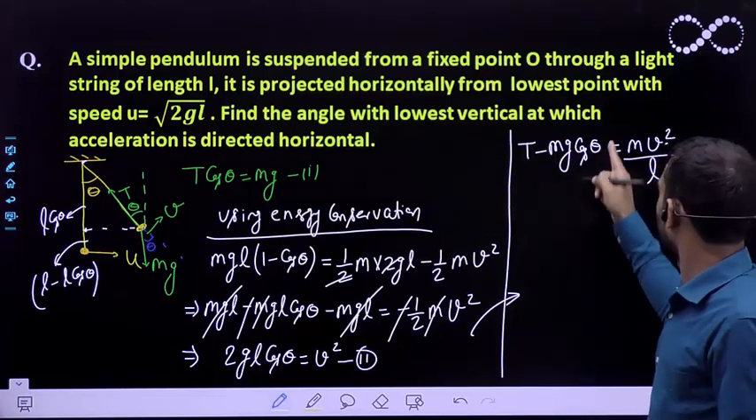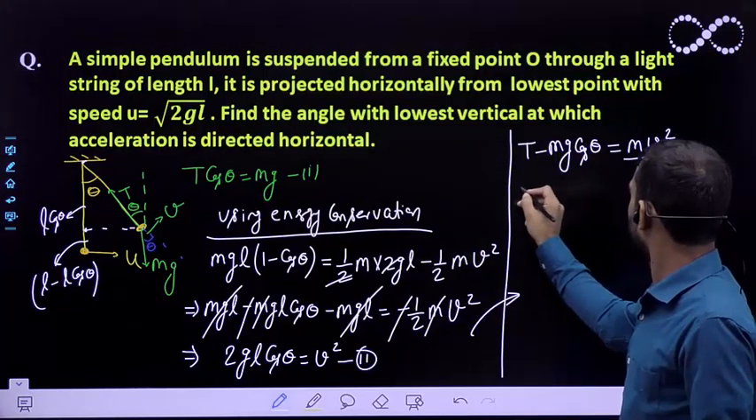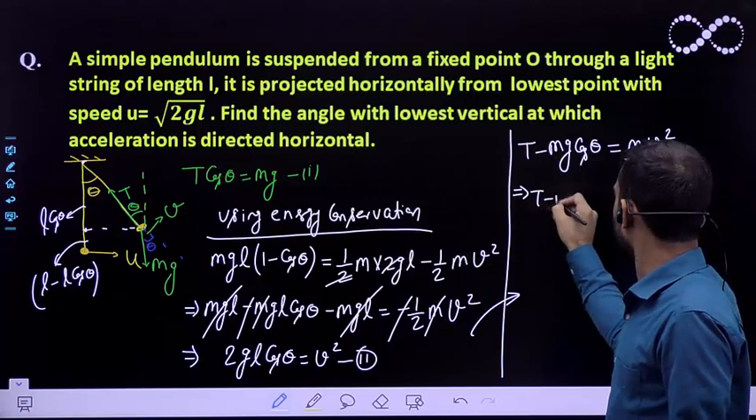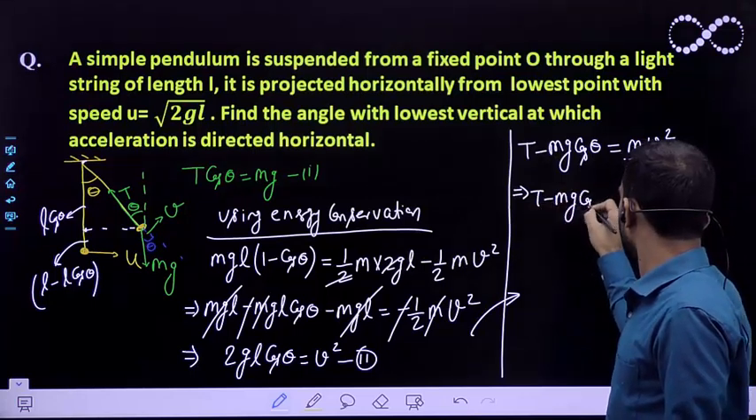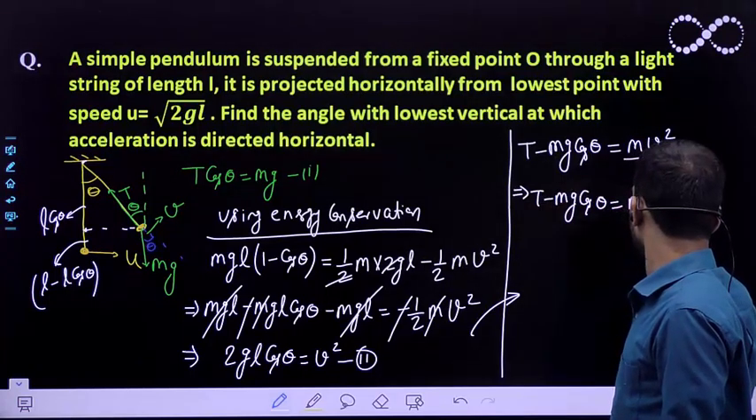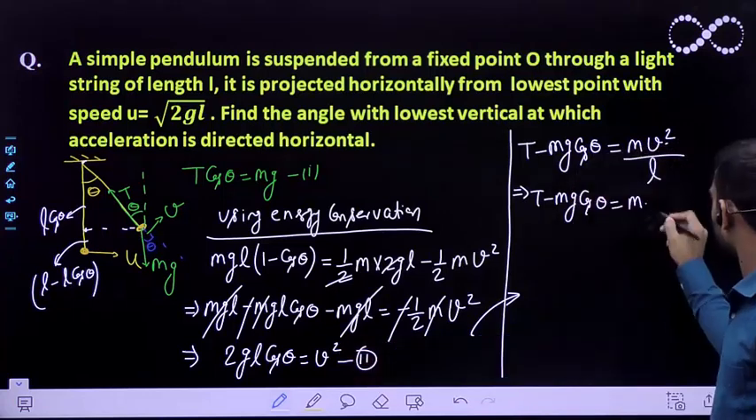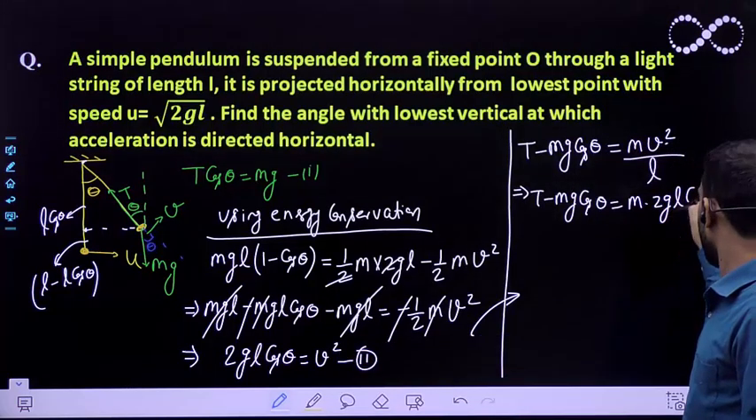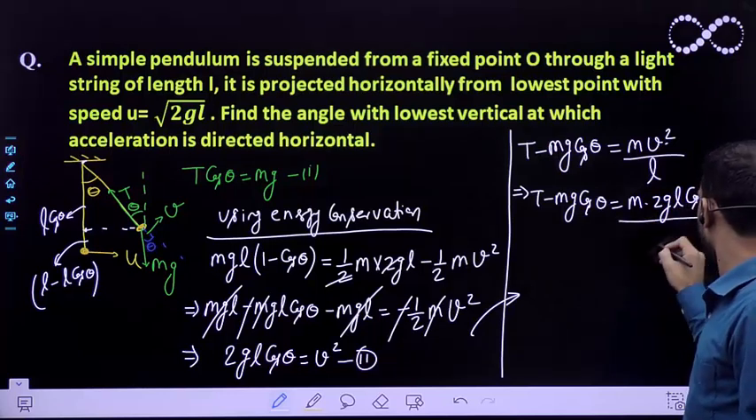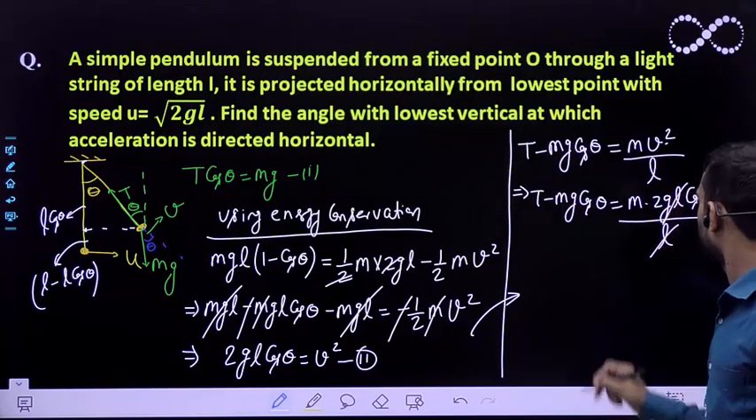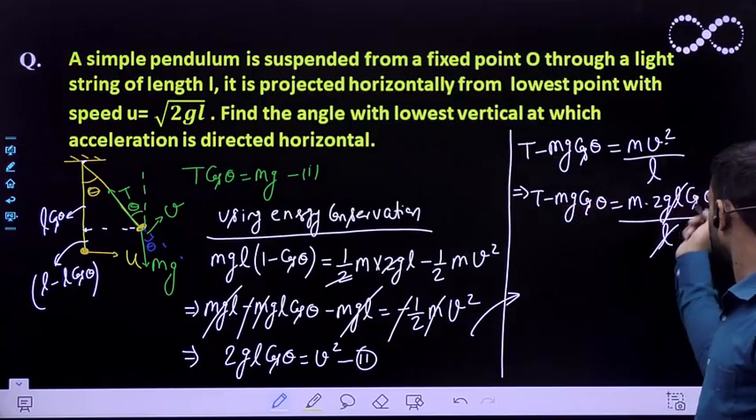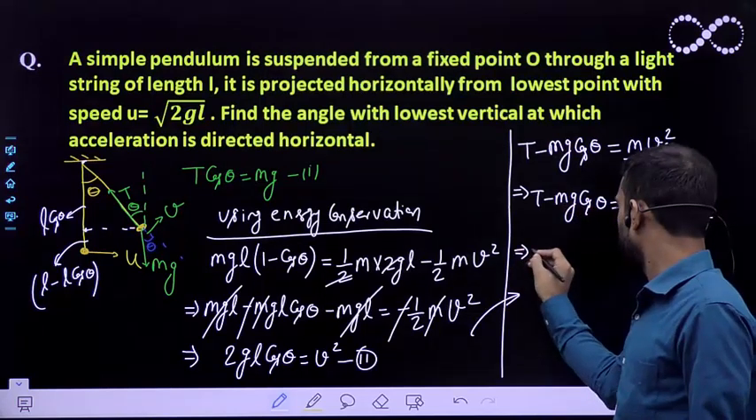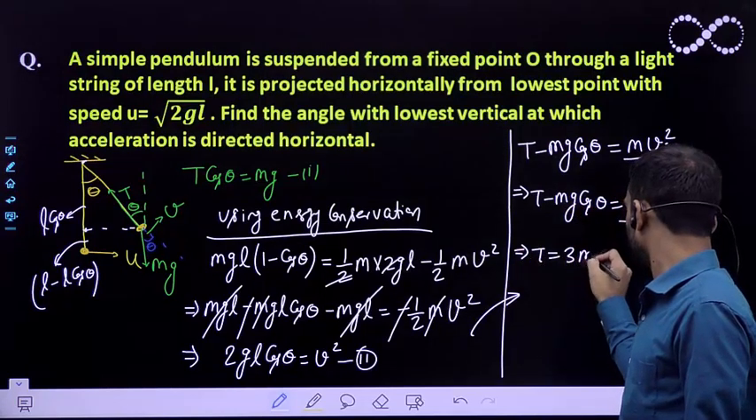So now T minus mg cos theta must be equal to m v square upon L, and I can put the value of v square from here, which is 2gL cos theta upon L. This L will cancel out, and taking minus mg cos theta to the other side, we get T equal to 3 mg cos theta.